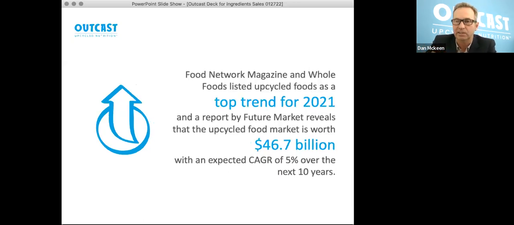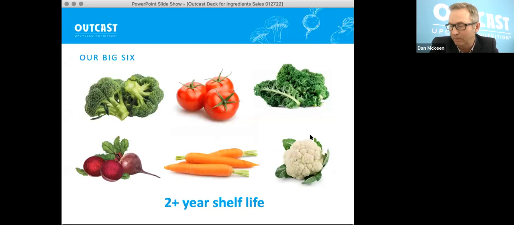And if we go to the next slide, just more ammunition to that, Food Network magazine and Whole Foods listed upcycled food as one of the top trends for 2021. And a report by Future Market reveals the upcycled food market is worth $46.7 billion, with an expected CAGR of 5% over the next 10 years. So, a significant industry, a significant amount of business, and it's going to grow and get bigger over time.